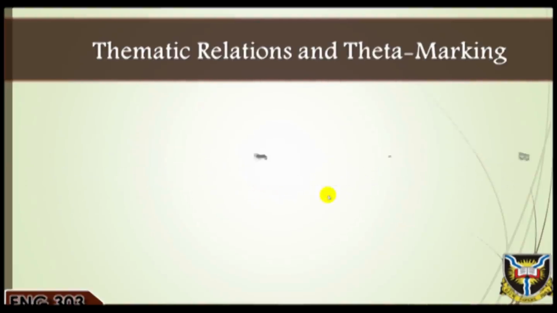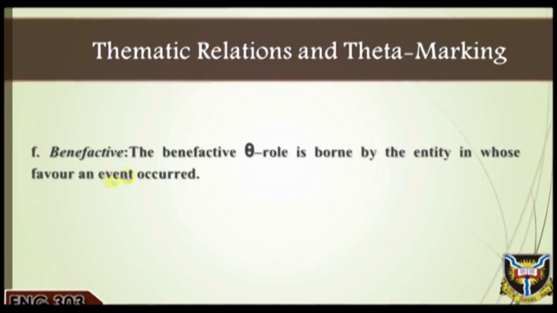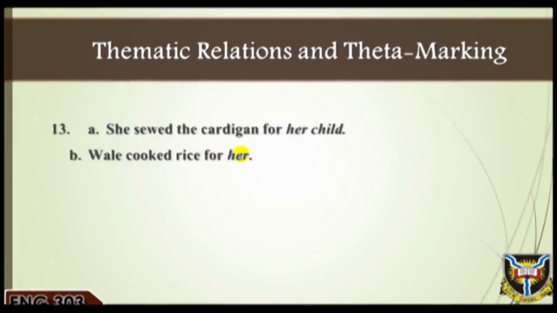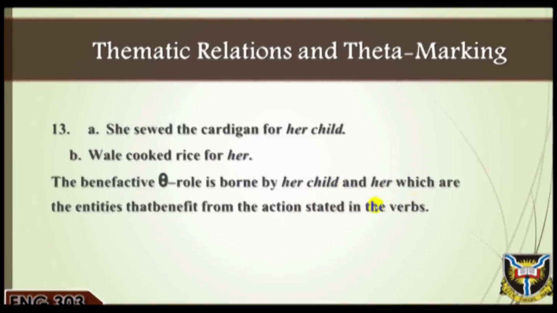F. Benefactive. The benefactive theta role is borne by the entity in whose favor an event occurred. 13a. She sewed the cardigan for her child. B. Wale cooked rice for her. The benefactive theta role is borne by her child and her, which are the entities that benefit from the actions stated in the verbs.